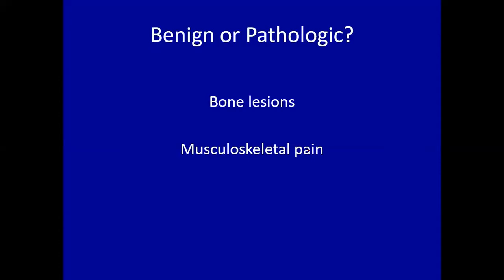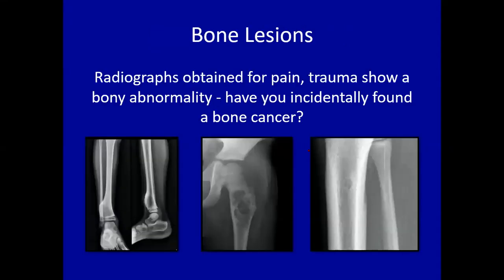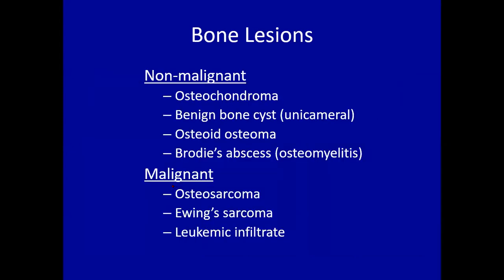Benign or pathologic. So we want to look at some lesions here. These are some radiographs that were obtained secondary to pain. And you may have incidentally found a bone cancer. Well, yes, you have three of them. So you've got three different cancers here, which you guys have pretty much gone over or will go over in Holly's lecture. However, we'll just kind of go over them.